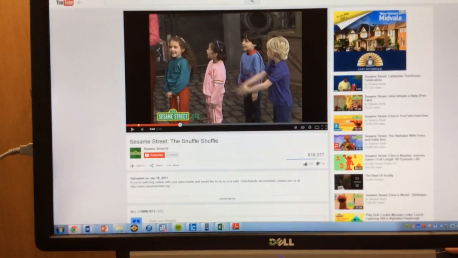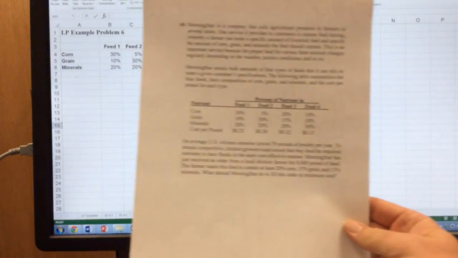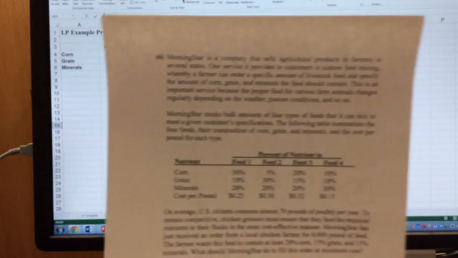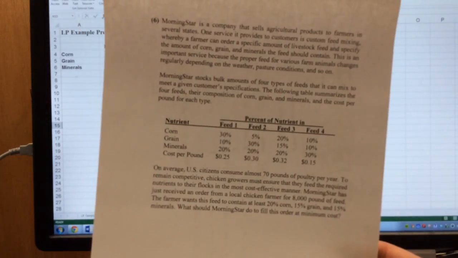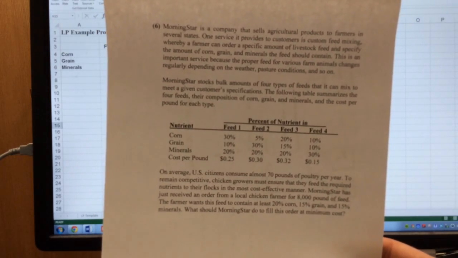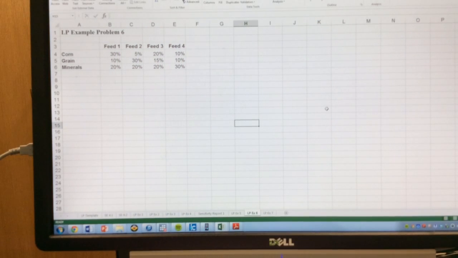But until we get there, we got to first solve this problem. So we're looking at problem number 6. All right, here's our linear program problem. We want to know, how do we create this feed at a minimum cost that meets the requirements that our customer wants? All right, so here's the information we have.